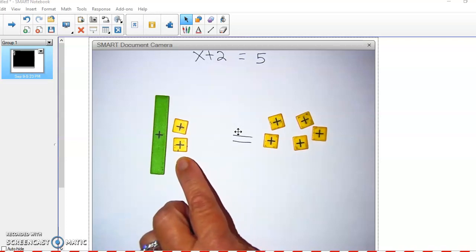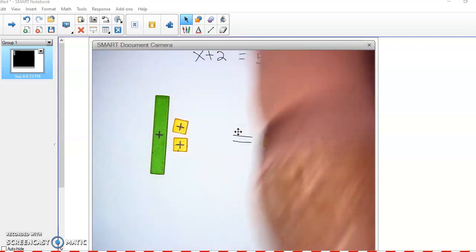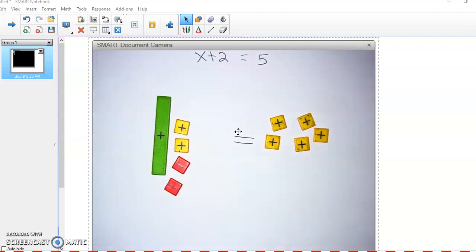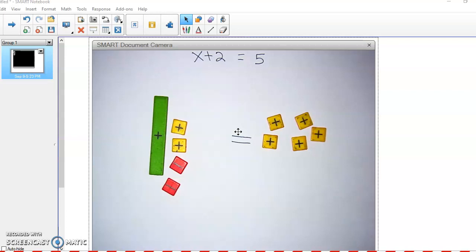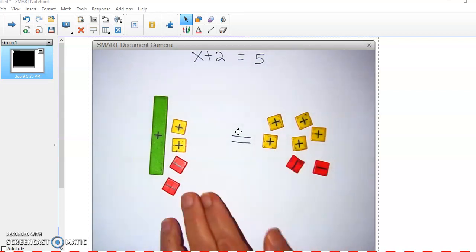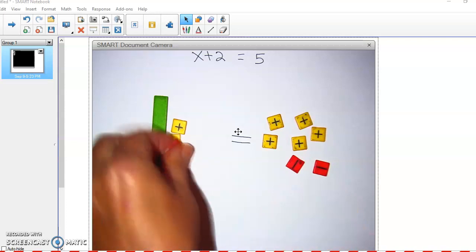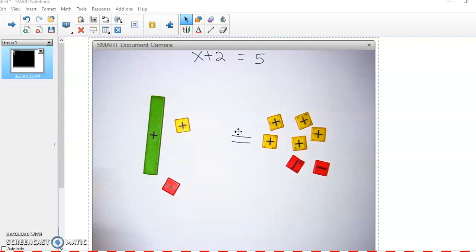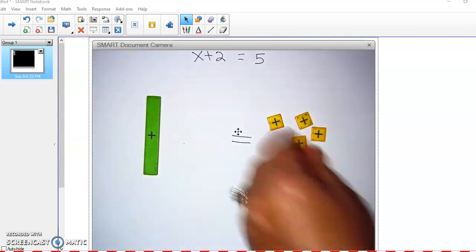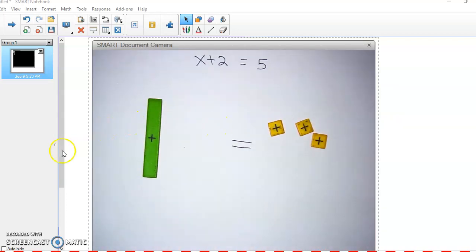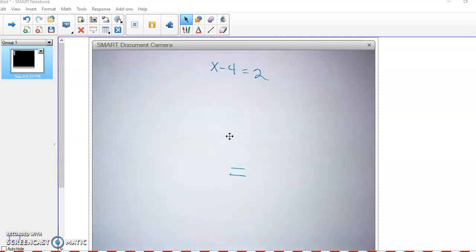The only way we're going to get rid of those is we're going to create 0 pairs or subtract. Okay, so whatever you do to one side of an equation, you have to do to the other. You guys are familiar with that from last year? Okay? So I subtracted 2 on this side, so I'm going to subtract 2 on this side. Now I'm going to make my 0 pairs. So remember, a positive and negative cancels it out. And then x is equal to 3. Okay, we're going to do the next one.